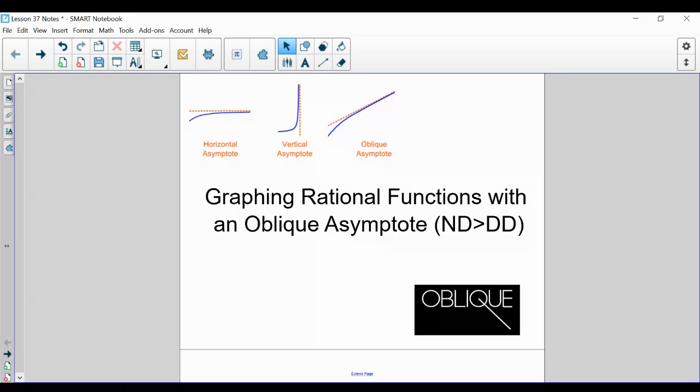Now we're just going to deal with numerator degrees that are one bigger than the denominator. So if the degree of the numerator is 4, the degree of the denominator will be 3. It could be 2 or 1. It could be more than a difference of 1, but we're only going to deal with ones so that they'll be lines. It is possible to have an oblique asymptote that is not a line. That would be something that you would cover in another class.